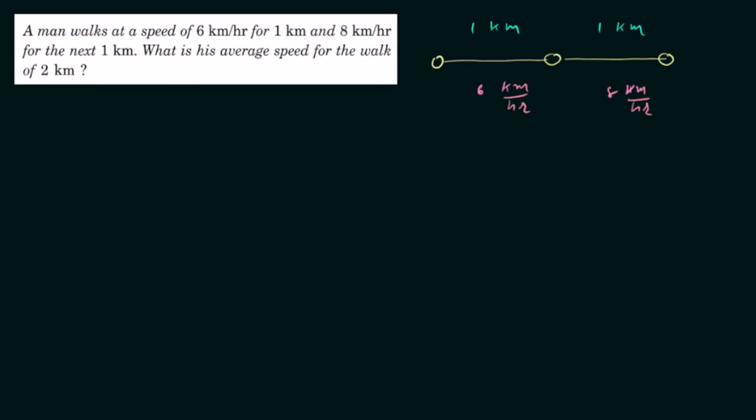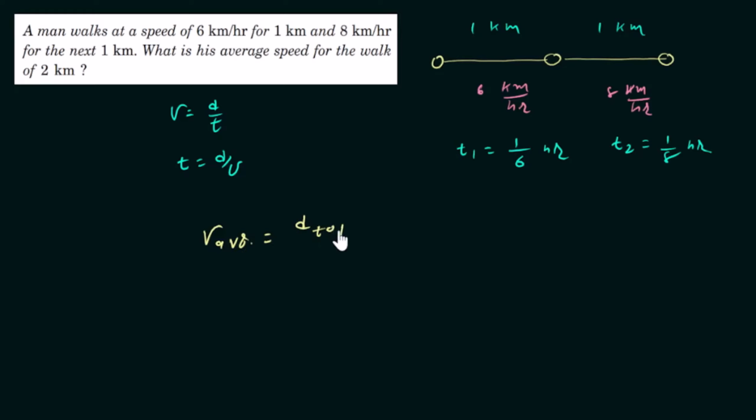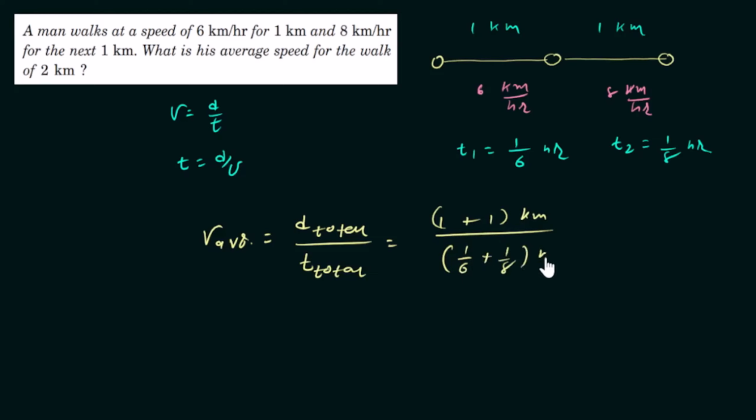Speed equals distance upon time, so time will be distance upon speed. So here the time t1 is 1 by 6 hour, and the time t2 is 1 by 8 hour. So the average speed is basically total distance divided by total time. Total distance is basically 1 plus 1 km. Total time is 1 by 6 plus 1 by 8.